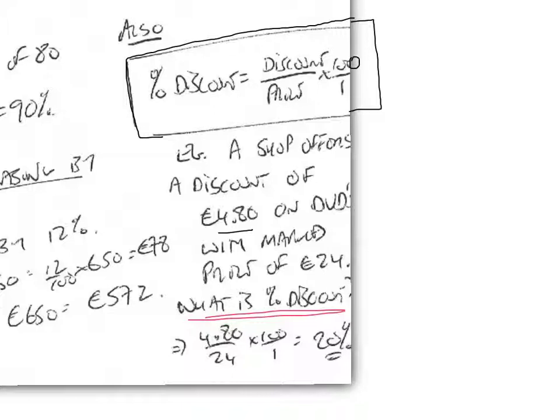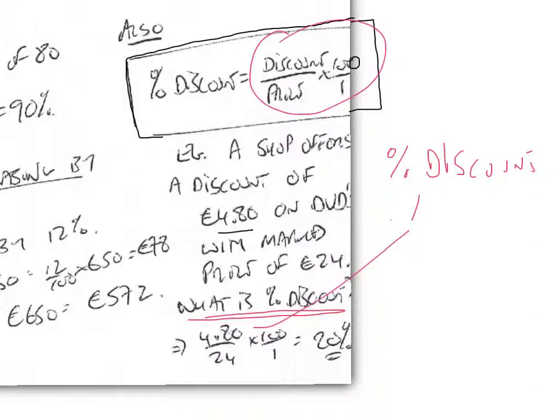Well, the percentage discount, as here, is equal to the discount 4.80 divided by the price of the DVD all multiplied by 100 over 1. So 4 euros 80 times 100 is actually 480 divided by 24 goes 20 times. So the discount being offered by the shop, the discount of 4 euros 80 on a product that costs 24 euros is actually a 20% discount.